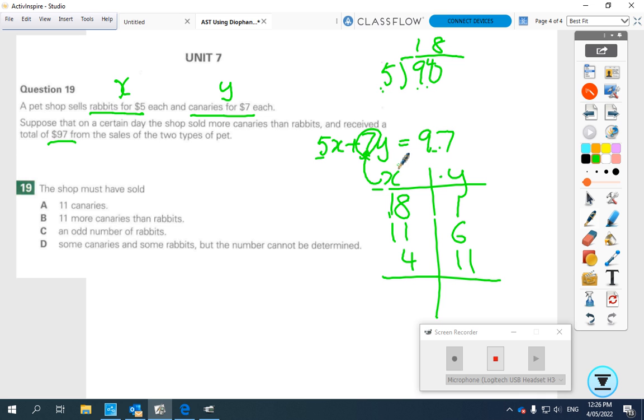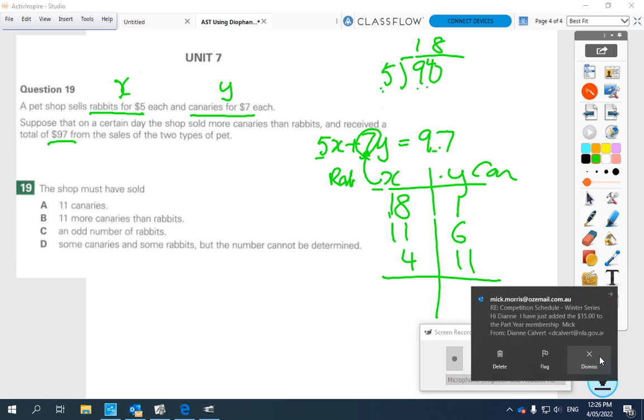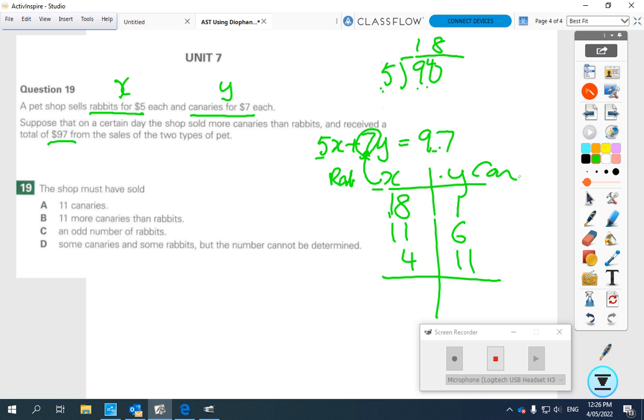We read the question. Rabbits and canaries. The shop must have sold 11 canaries. Done. And the question's all over.